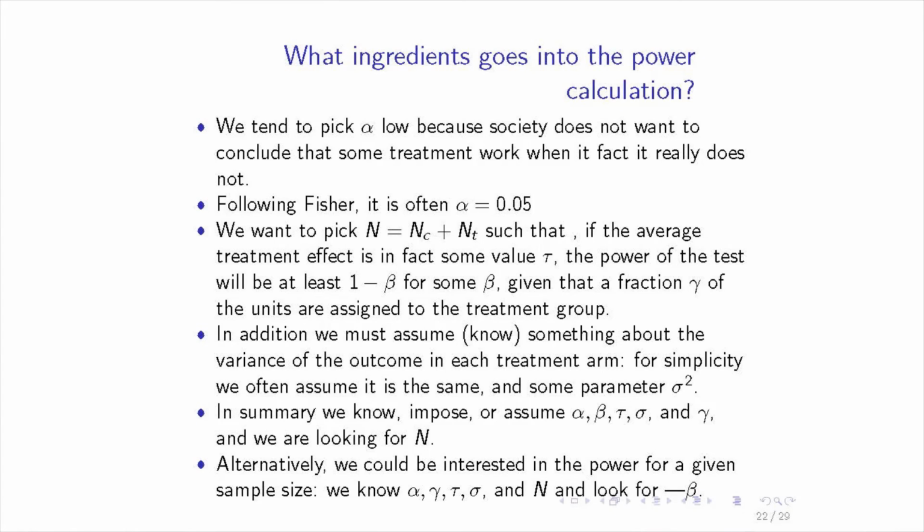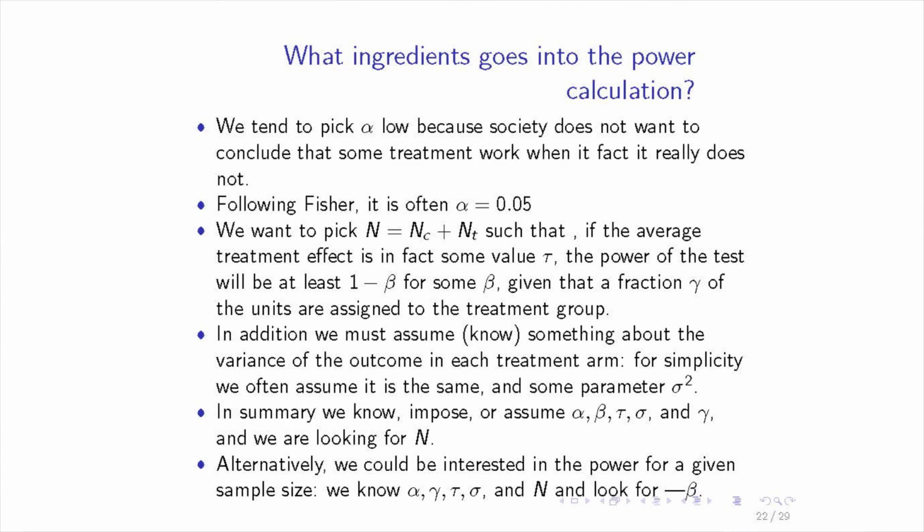So in summary, for power calculation, we need to know or impose or assume a bunch of things, and then we're going to get n in exchange. The first ingredient is alpha, which is typically 5%. Beta, you have more flexibility there because you're just taking the risk, but people usually go for a power of 80%. Then tau, sigma, and gamma. Gamma you can decide, for reasons that are going to be obvious in a minute when I show you the formula.